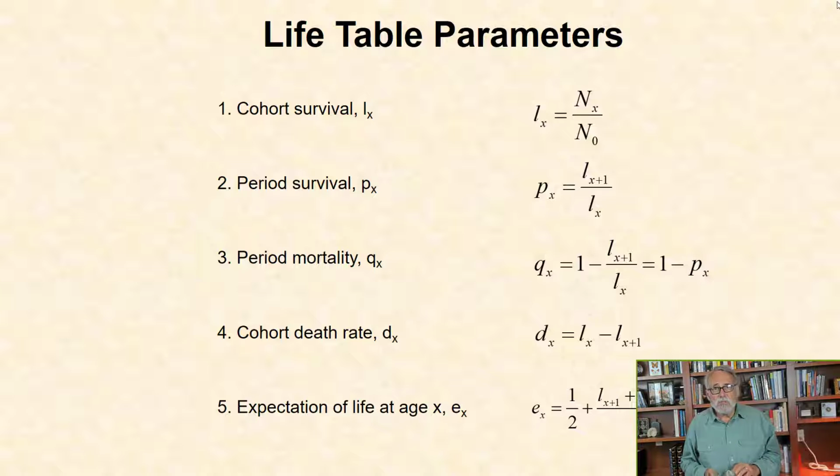First, although both LX and PX are survival concepts, LX is survival to age X of the original cohort, but PX is the probability of survival from one age to the next.